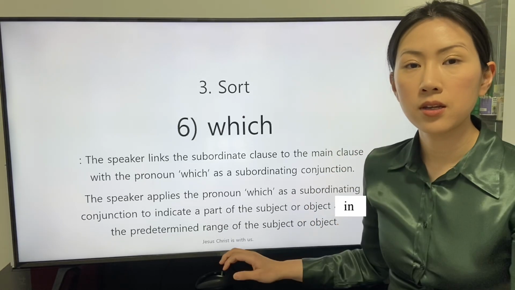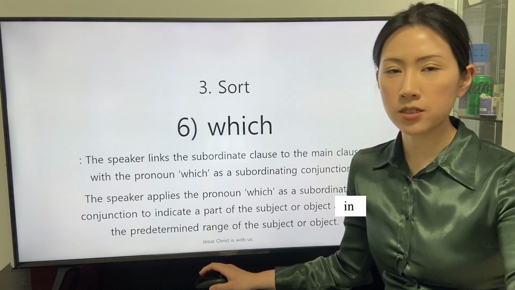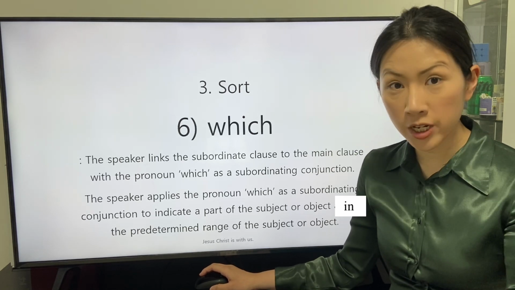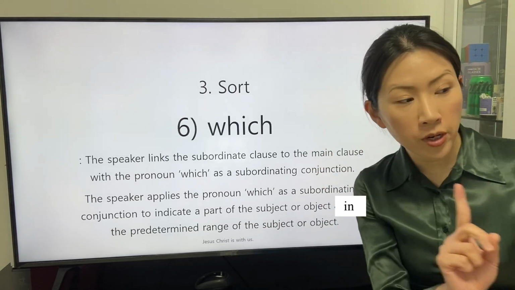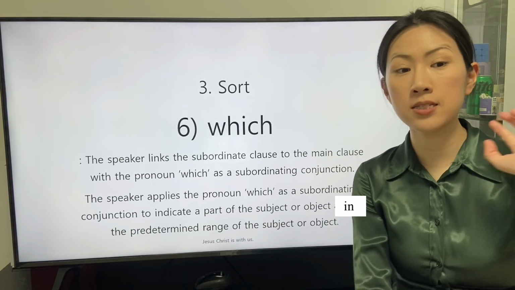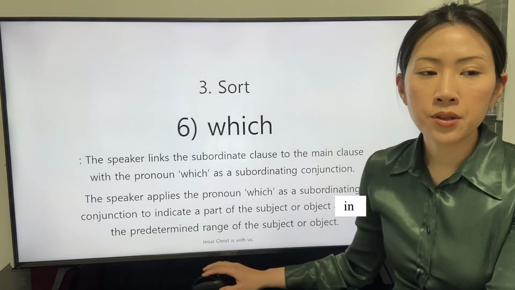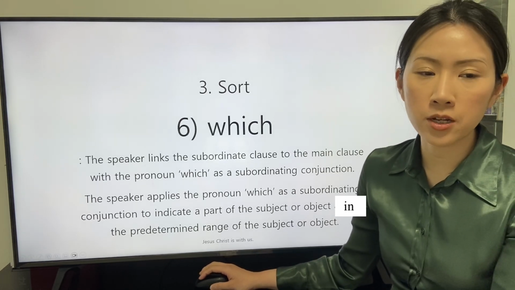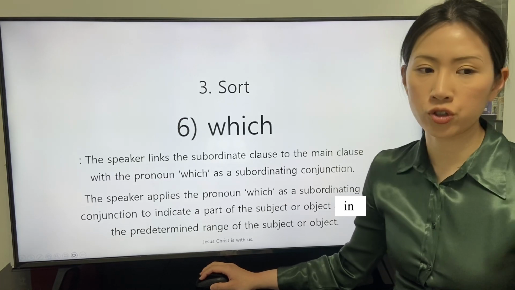The sixth pronoun as a subordinating conjunction to link the subordinate clause is the pronoun which. The speaker links the subordinate clause to the main clause with the pronoun which as a subordinating conjunction.